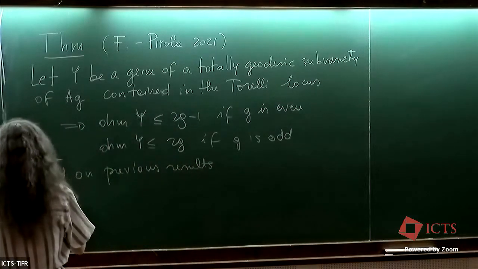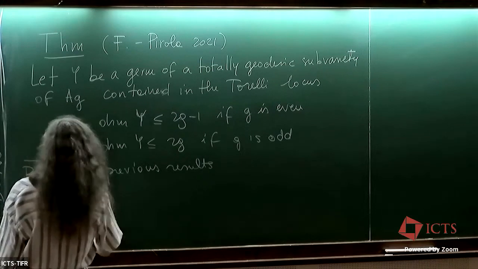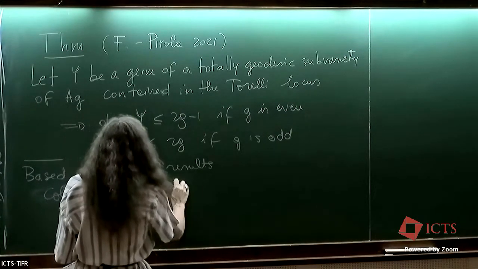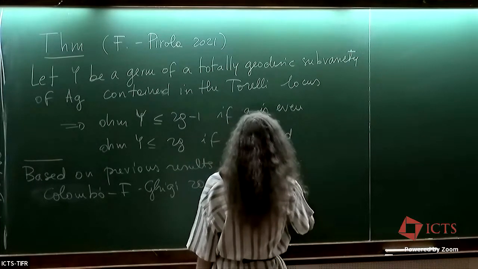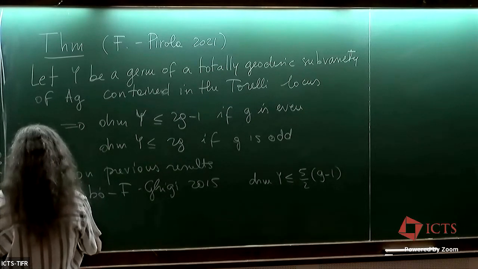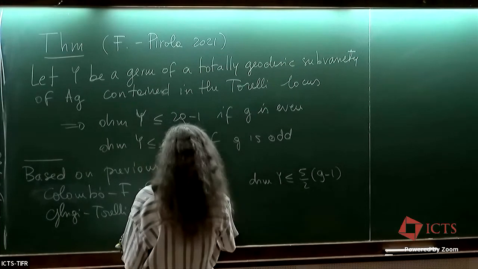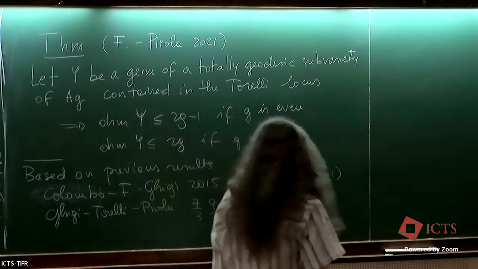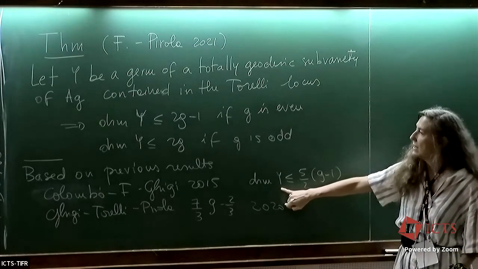Let's say previous estimates. The first one was by myself, Alessandro Ghigi, and Elisabetta Colombo. And the estimate was a bit worse. So it was this one. And then in between, there was also an improvement made by Ghigi, Torelli, and Paola, and the estimate in this case was 7/3 g minus 2/3, something like this. This is in 2020. What I am going to present is this result, a bit in between, because it's easier to present with a slight modification.